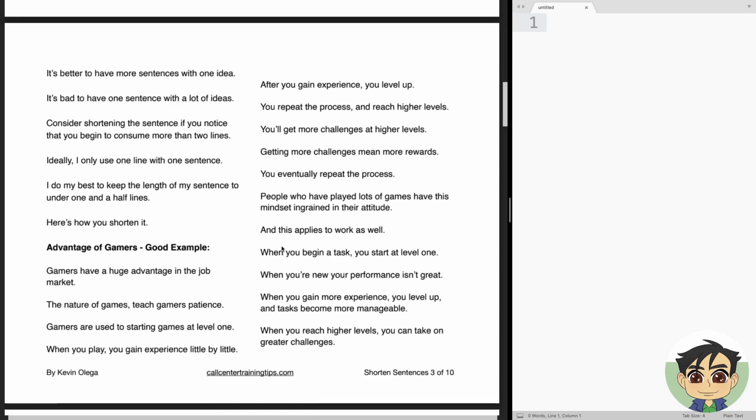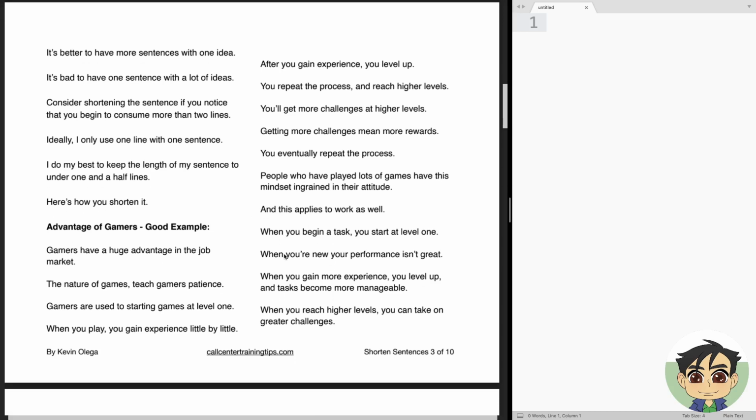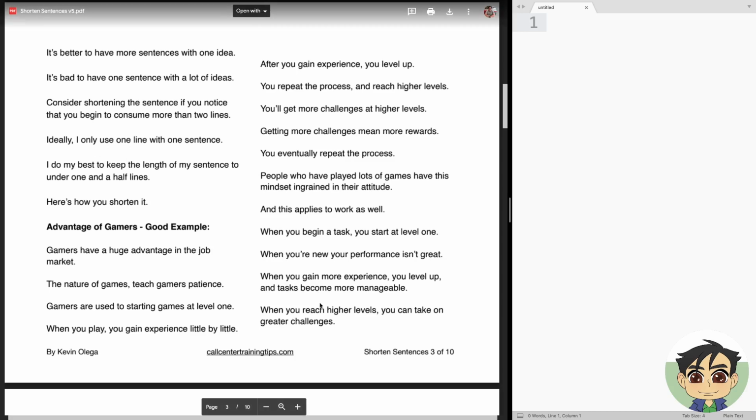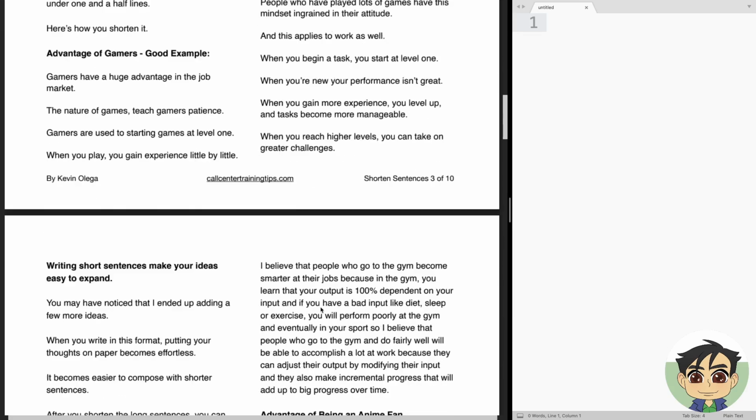And this applies to work as well. When you begin a task, you start at level 1. When you're new, your performance isn't great. When you gain more experience, you level up and the task becomes more manageable. When you reach higher levels, you can take on greater challenges.